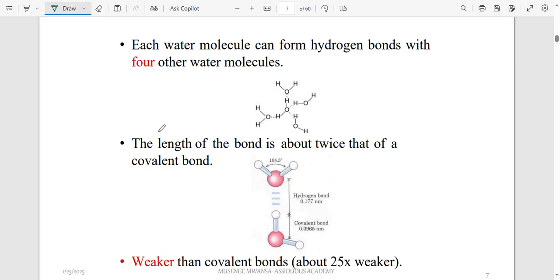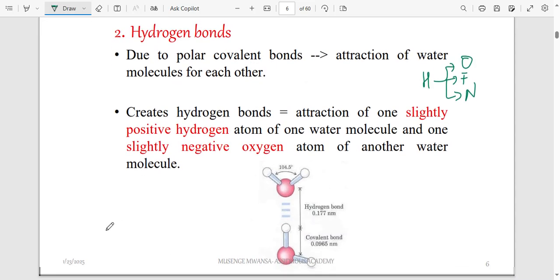Hope you get that. As I said earlier, the length of a hydrogen bond is about twice that of a covalent bond. And these bonds are weaker than covalent bonds, as we said earlier.